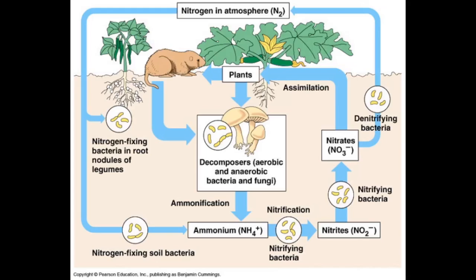Some of these molecules include amino acids and nucleic acids. Although nitrogen is abundant in the atmosphere, most living organisms cannot use nitrogen in this form to synthesize organic compounds. Atmospheric nitrogen must first be fixed, or converted to ammonia, by certain bacteria. Nitrogen cycles through the environment as follows. Atmospheric nitrogen is converted to ammonia by nitrogen-fixing bacteria in both aquatic and soil environments.